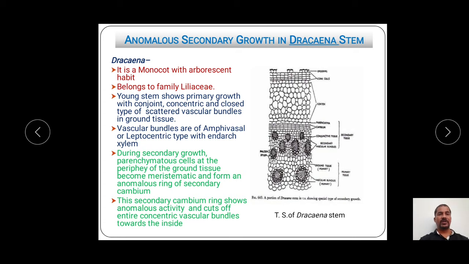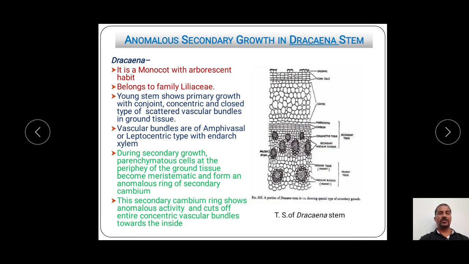These vascular bundles are of amphivasal type or leptocentric type. Amphivasal or leptocentric means when the phloem is surrounded by the xylem element, then it is called amphivasal or leptocentric type, which has the endarch type of xylem. Endarch means protoxylem is present towards the inner side while the metaxylem is present towards the outer side.